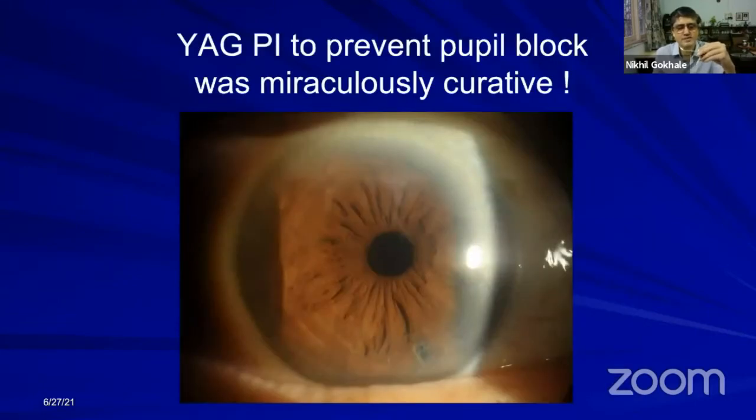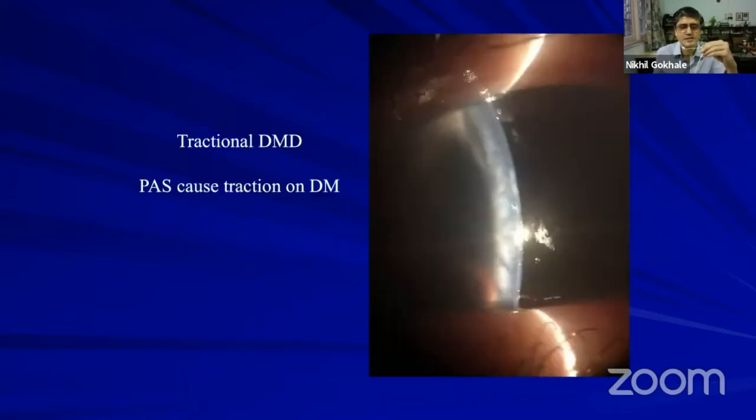Sometimes when you have a total Descemet detachment, I do an inferior YAG PI so that I can put a large gas bubble and not get pupillary block. And miraculously, in some few patients, I've had the Descemet reattached when I called them for the gas bubble injection.